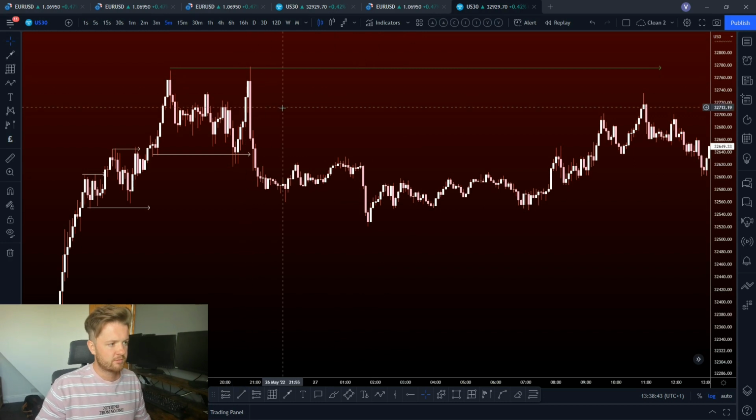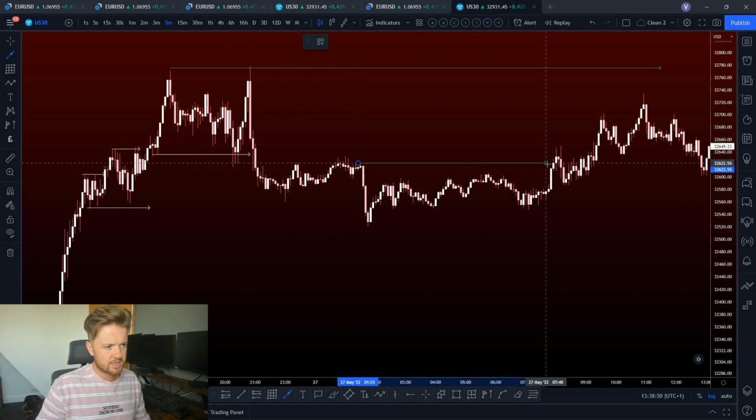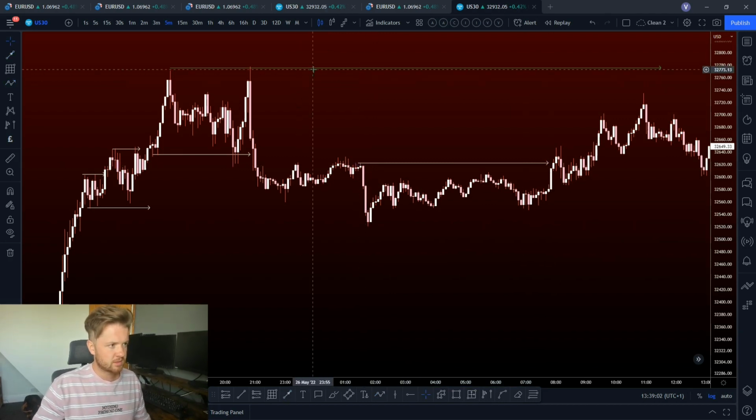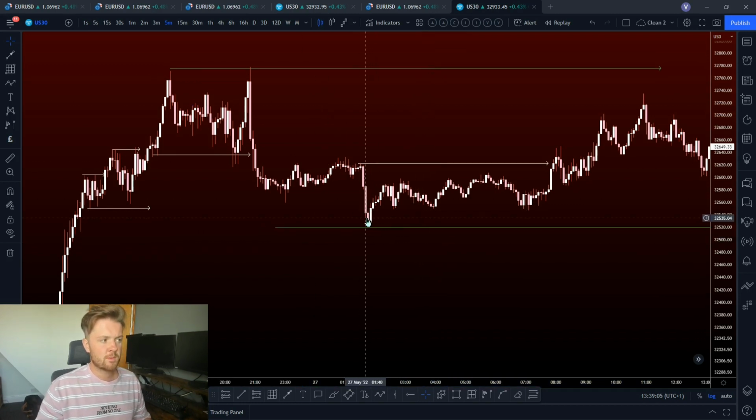And then we follow price back. We can see that lower lows are being made, no lower highs. Then if we follow price back, we can see that there was a break of structure to the upside, confirming this as the swing low. Let me just move this down. So that is now the swing low.